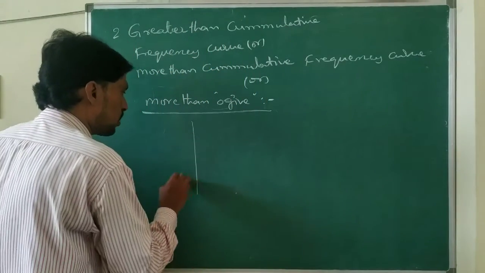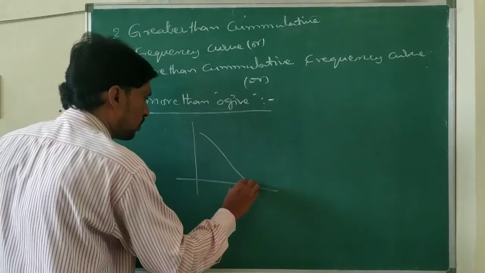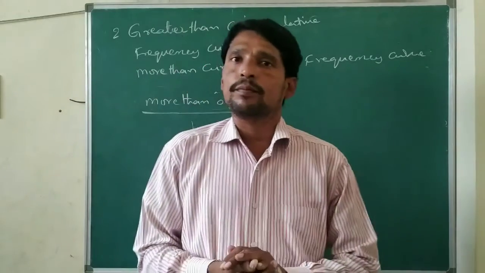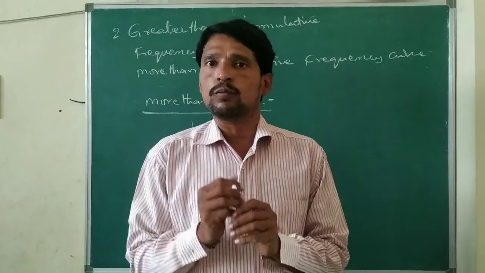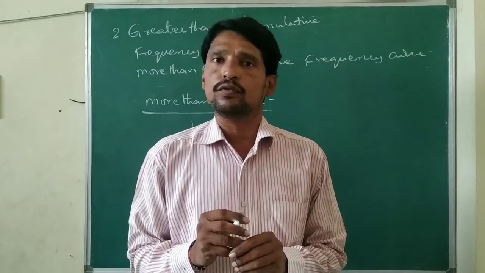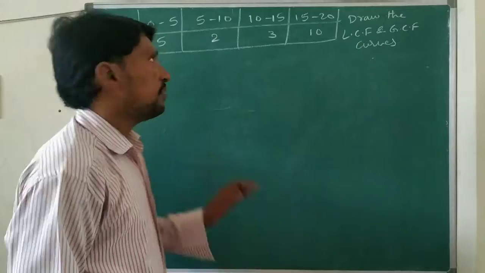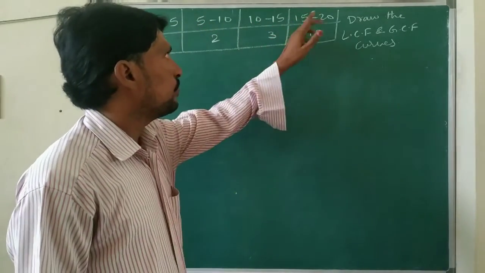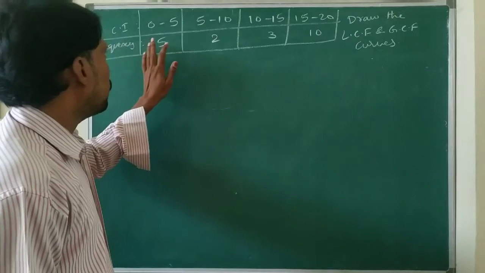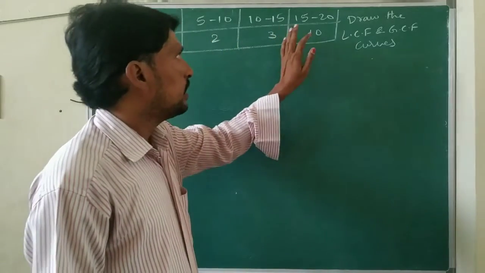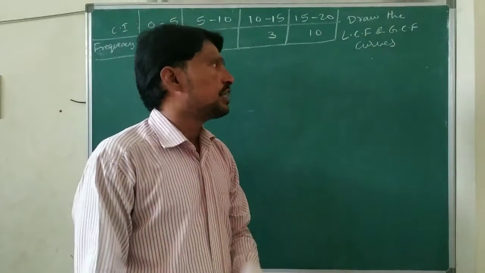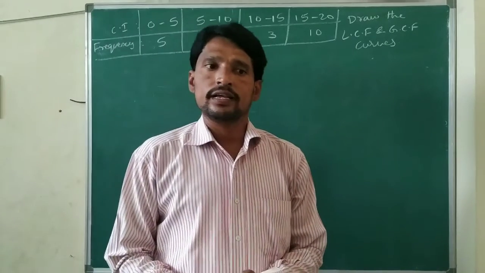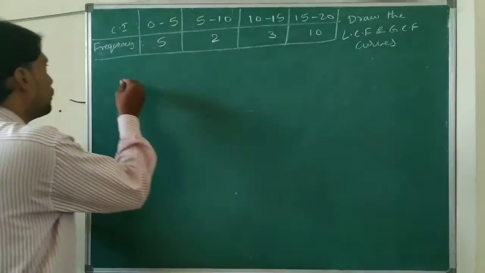So we are getting a curve like this. It is the falling curve. So let us discuss one example problem for the less than cumulative frequency curve and the greater than cumulative frequency curve. The example is: class intervals 0 to 5, 5 to 10, 10 to 15, 15 to 20, with frequencies 5, 2, 3, 10. Draw the LCF and GCF curves. So we need to draw the less than cumulative frequency curve and the greater than cumulative frequency curve. This is the data we have to take.